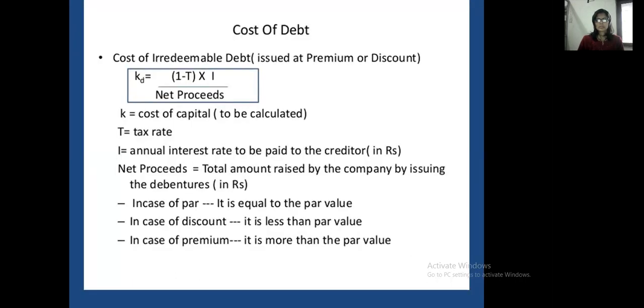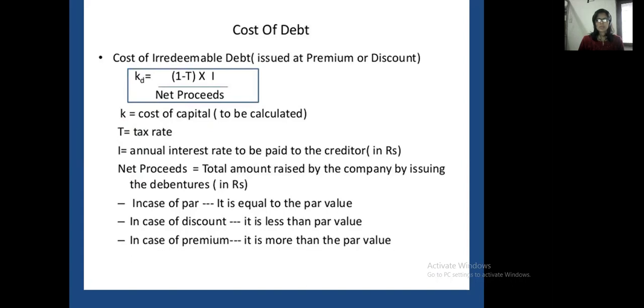Now cost of debt can be defined as cost of irredeemable debt. If you are going to issue the debt at premium or discount, in that case the cost of irredeemable debt will be calculated as Kd equal to (1 minus T) into I upon net proceeds. K stands for cost of capital, T stands for tax rate, and I equals the annual interest to be paid to the creditors. Now interest you have to pay to the creditors. Next, net proceeds equal the total amount raised by the company by issuing the debenture. What you have raised by issuing the debenture is your net proceeds.